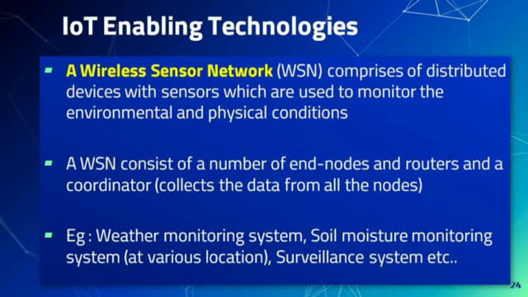A wireless sensor network consists of a number of end nodes, routers and coordinators. It collects the data from all the nodes. There will be different nodes, and each node will be sending different data. To understand wireless sensor networks, there are simple examples: weather monitoring system, soil moisture monitoring system, and surveillance system. In a soil monitoring system, a sensor is inserted into the soil and checks the moisture level. If the moisture level is low, then it has to pour some water onto that particular soil. That is based on a wireless sensor network.